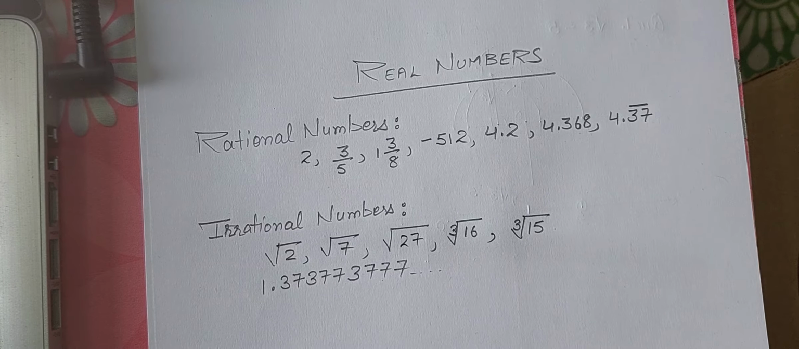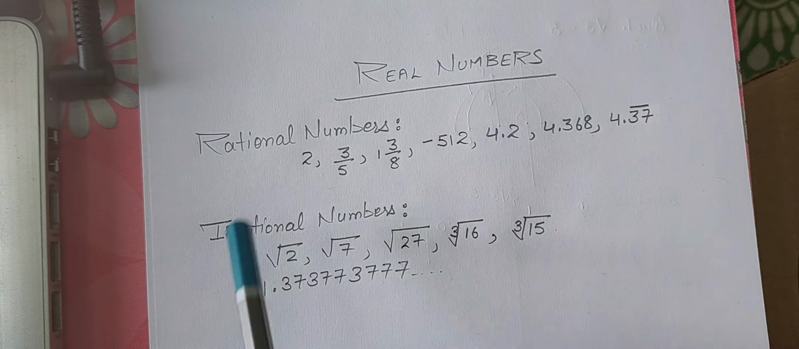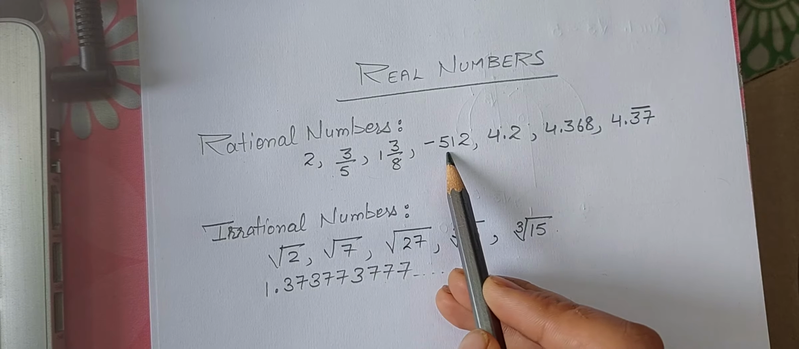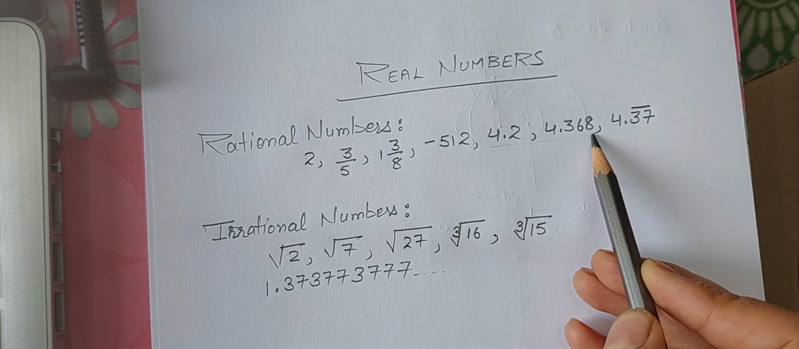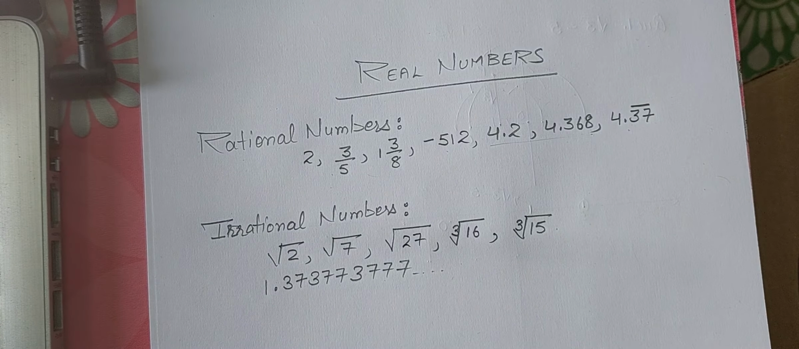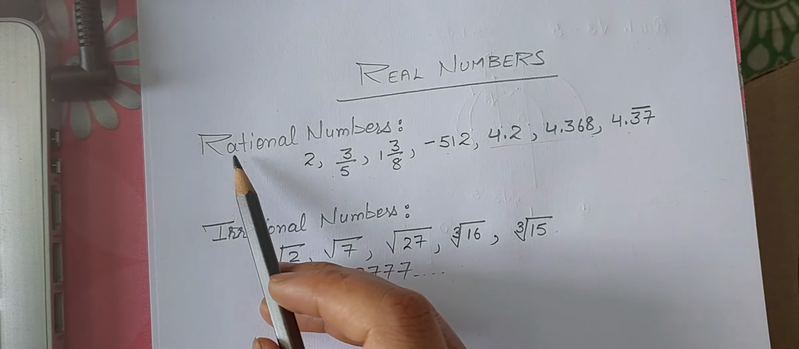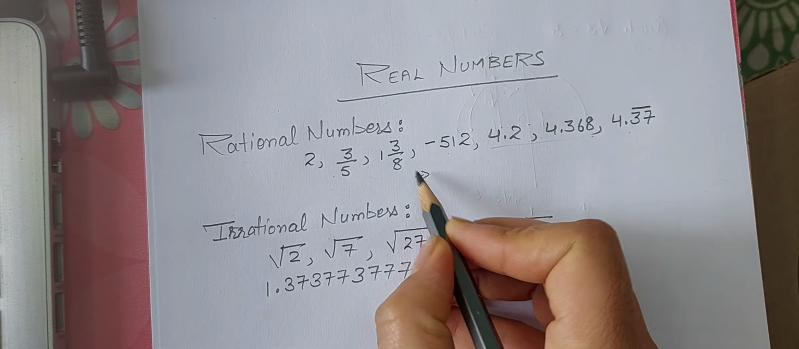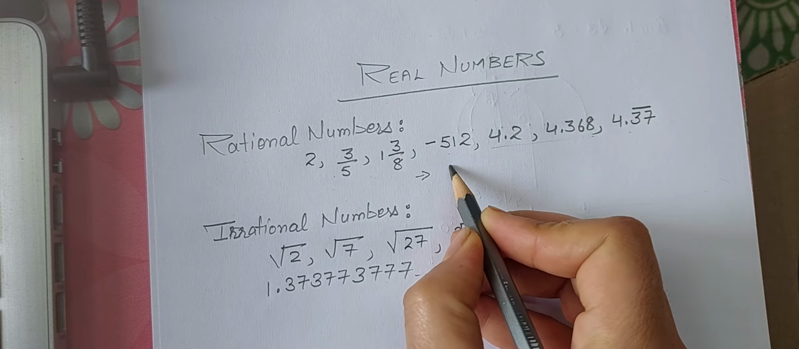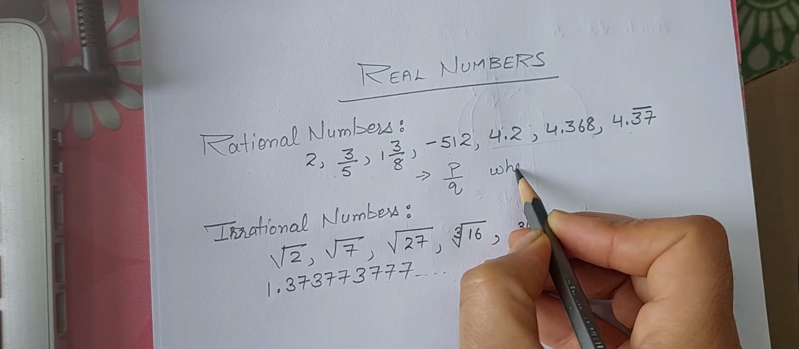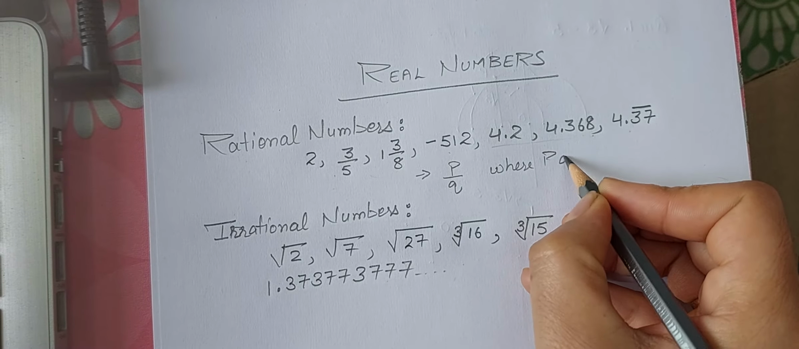Let us compile the numbers studied so far. These are called rational numbers: this whole number, fractions, this integer, these two terminating decimals, and this one recurring decimal all come under the category of rational numbers. And if we have to bound rational numbers, the definition provided is: any number which can be expressed in P upon Q form where P and Q are integers.